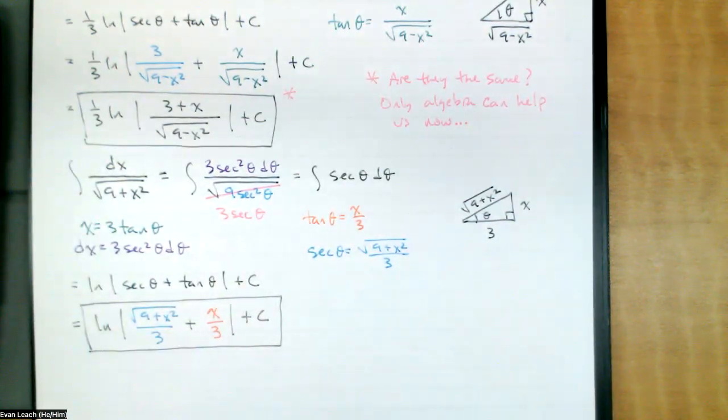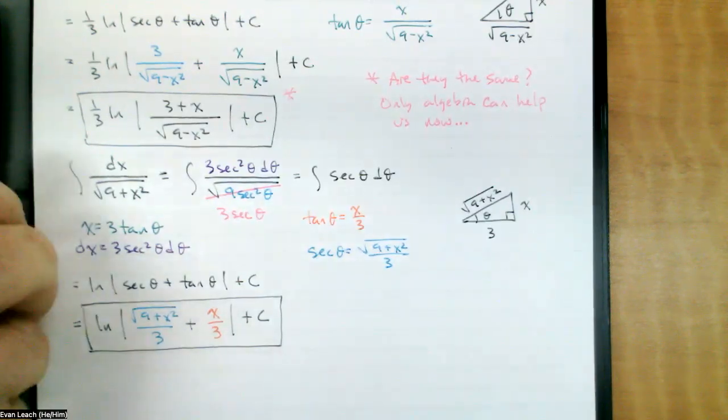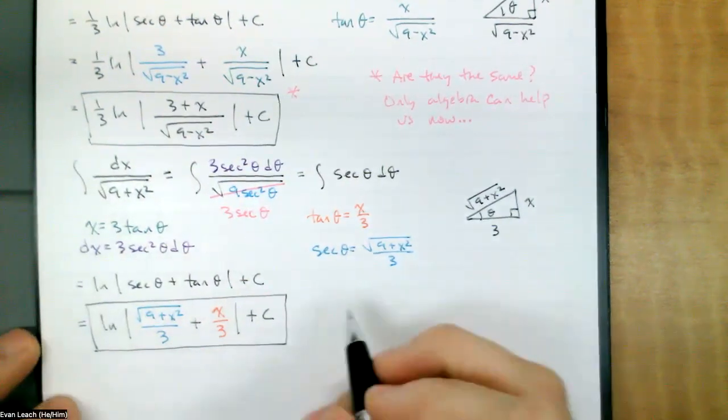If I did happen to put this on a quiz and you gave me this response, perfectly acceptable. If you really want to look cool, you'll drop the denominators of 3 because they're constants.